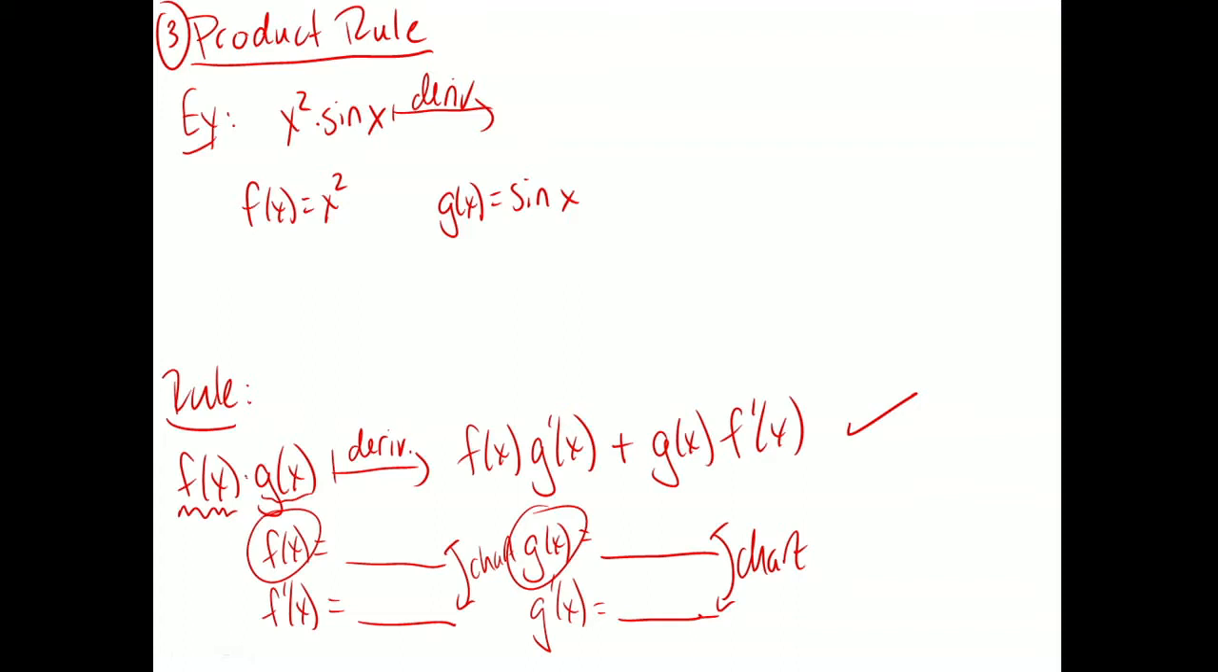All right, and so I've got my rule perfectly set up now, right? I've got f times g, yes, f times g, that's what I've got. And so now the derivative would be spelled out right here.